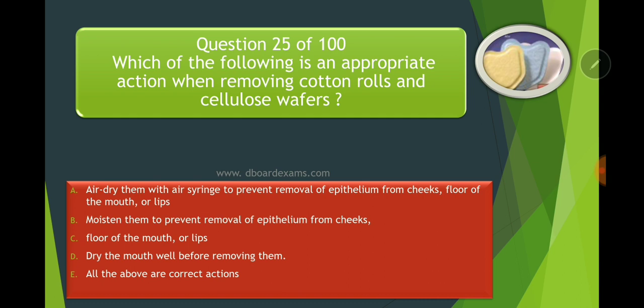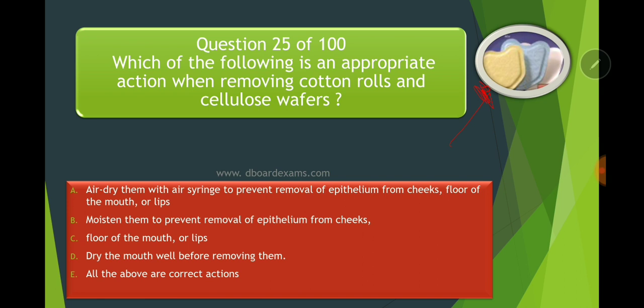All right. So question 25. Which of the following is an appropriate action when removing cotton rolls or the cellulose wafers? Here's a picture of the cellulose wafers. So you have seen this before. How do you remove this? You have to be careful when you remove this. A. Do you air dry them with the air syringe to prevent removal of the epithelium from the cheeks, floor of the mouth, or the lips? B. You moisten them to prevent removal of epithelium from the cheeks.